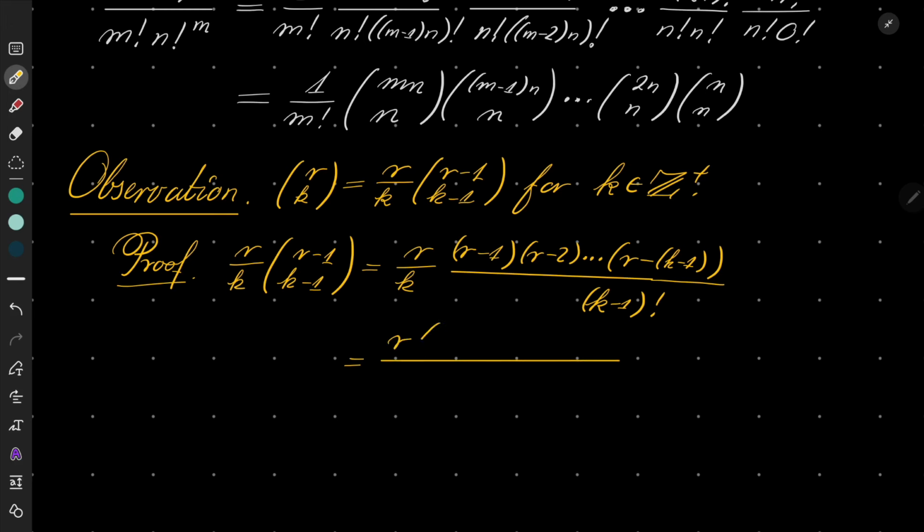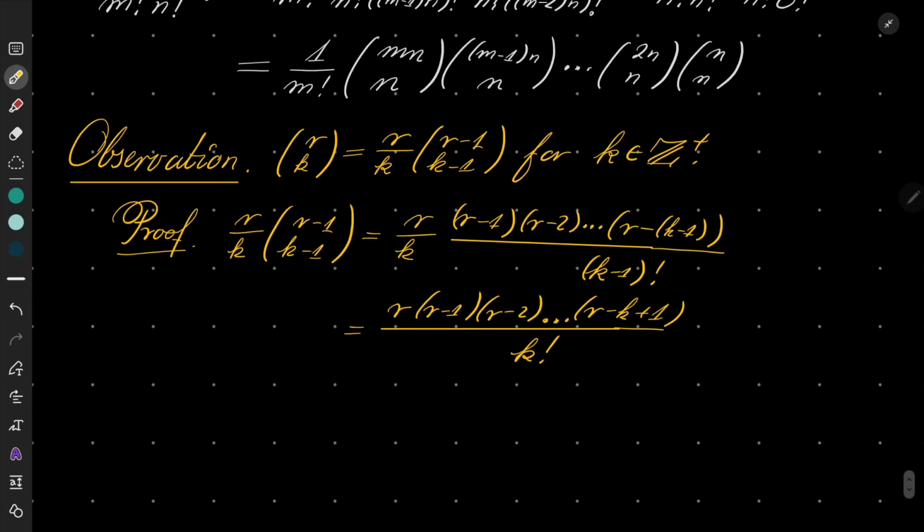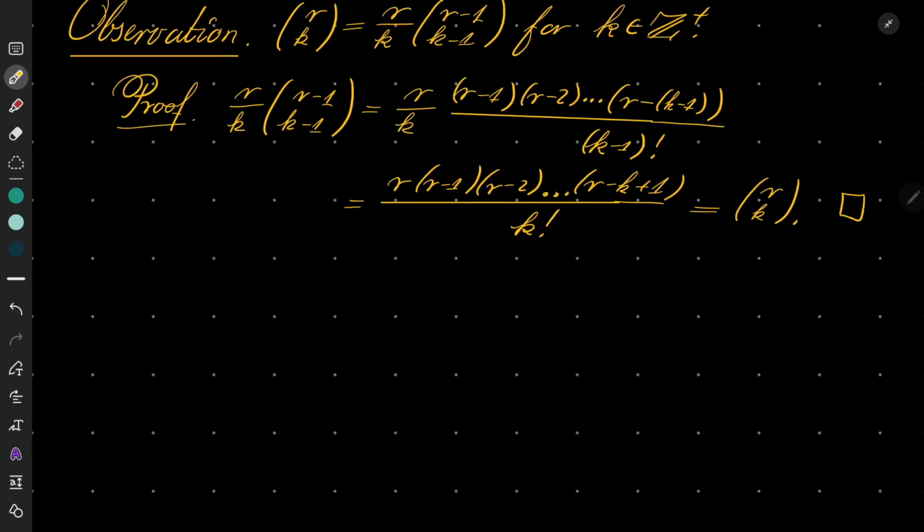everything: r times r minus 1, r minus 2, and so on, down to r minus k plus 1, and k times k minus 1 factorial is k factorial. If you look closely, we have k terms in our numerator, going from r descending step by step by 1, over k factorial. It's exactly r choose k. And that closes the proof of my little observation.